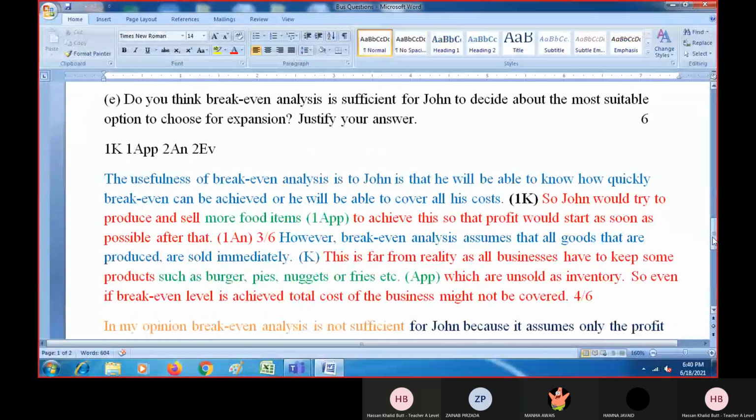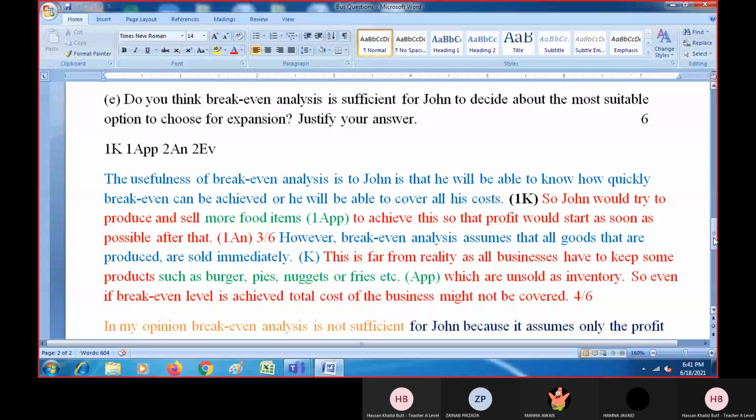But let me tell you that it's not actually necessary that you have to write the answer where I reason, because you can come up with your own evaluation as well. Like if it is written, do you think break-even analysis is sufficient for John to decide about the most suitable option to choose for expansion, right? So after discussing the advantages and disadvantages, you can say break-even analysis is sufficient for John. But for that, you have to give a solid reason behind it. Or you can say break-even analysis is not sufficient.